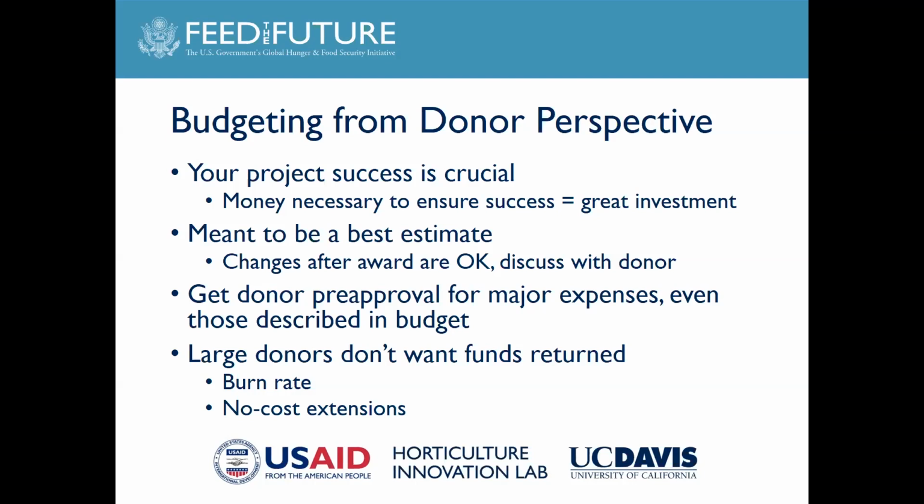They're going to be watching your burn rate. That's, again, how much money you spend across time. It's an indicator of how much progress you're making toward the goals they've set for you. That said, you can sometimes get a no-cost extension. And you, again, want to talk to your donor about this, but that basically means you get more time to spend the money that they've already given you.